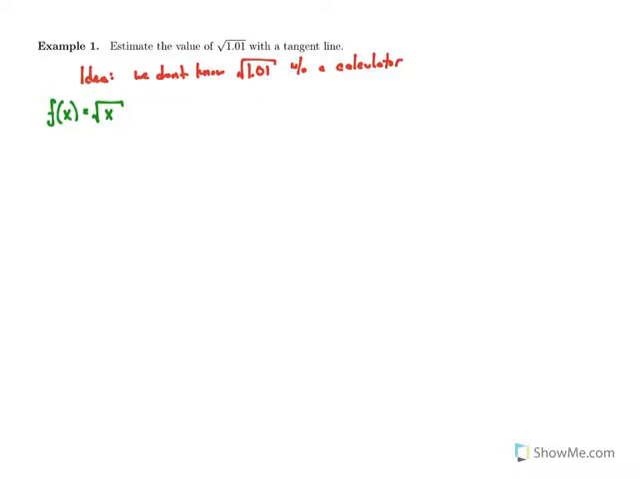And we are going to be using the tangent line of square root of x at a nice value. How about x equals 1? That's a nice value to deal with. We know what the square root of 1 is. So we're going to use that nice value and use the tangent line at that point.